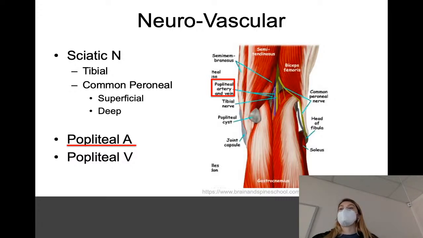The only reason I'm bringing these up is because they can get injured. The common peroneal will supply the front of your leg versus this tibial will supply the back. And now the most important part is that popliteal artery. Popliteal refers to the back of the knee. So the popliteus is always the back of the knee. This is your main artery that runs down in this intercondylar notch. And it's going to be super important when I talk about an injury in a second. So it runs down the back of your knee.